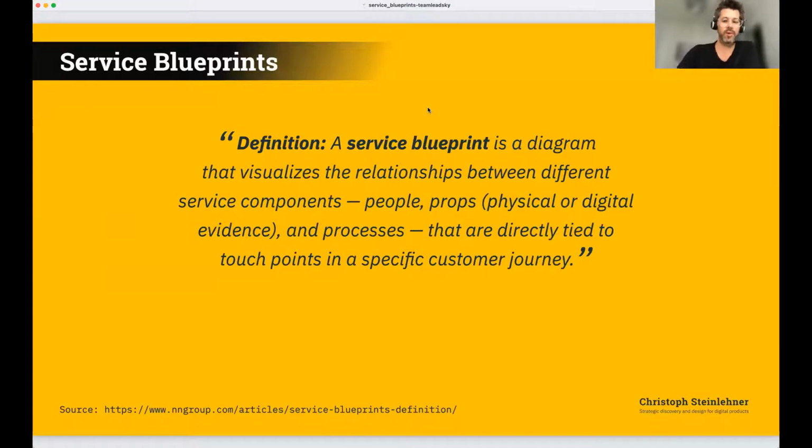So service blueprints, let's first start with a definition. This definition is from the Nielsen Norman Group, so the big guys who are more or less defining what UX design means. A service blueprint is a diagram that visualizes the relationships between different service components: people, props, physical or digital evidence, and processes that are directly tied to touch points in a specific customer journey. What that all means, we will go into.